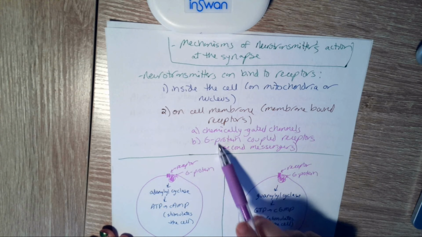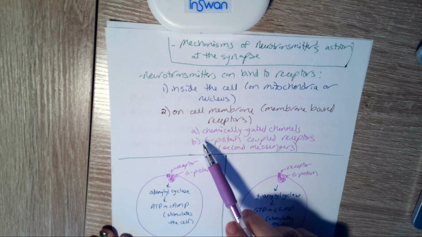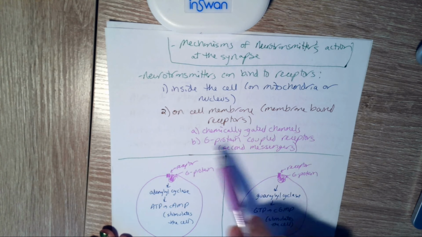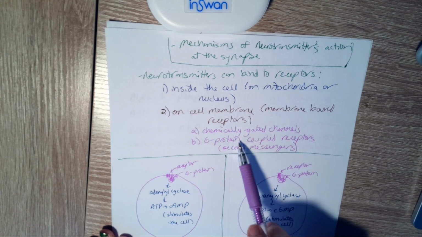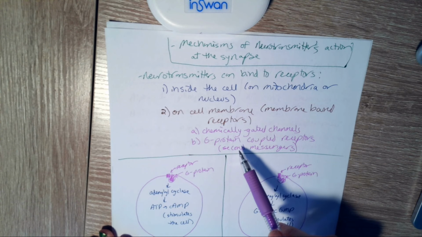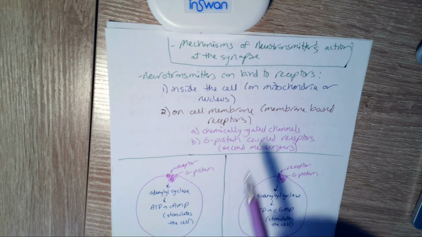Or it could be something called a G protein coupled receptor, which involves something called second messengers. In this case, the neurotransmitter will bind to the receptor, which has a G protein on the inside of the cell stuck to the receptor, which is why it's called a G protein coupled receptor. And that G protein, once it's activated by the neurotransmitter binding, will set off a series of chemical reactions that'll happen within the cell. And those are called the second messengers.